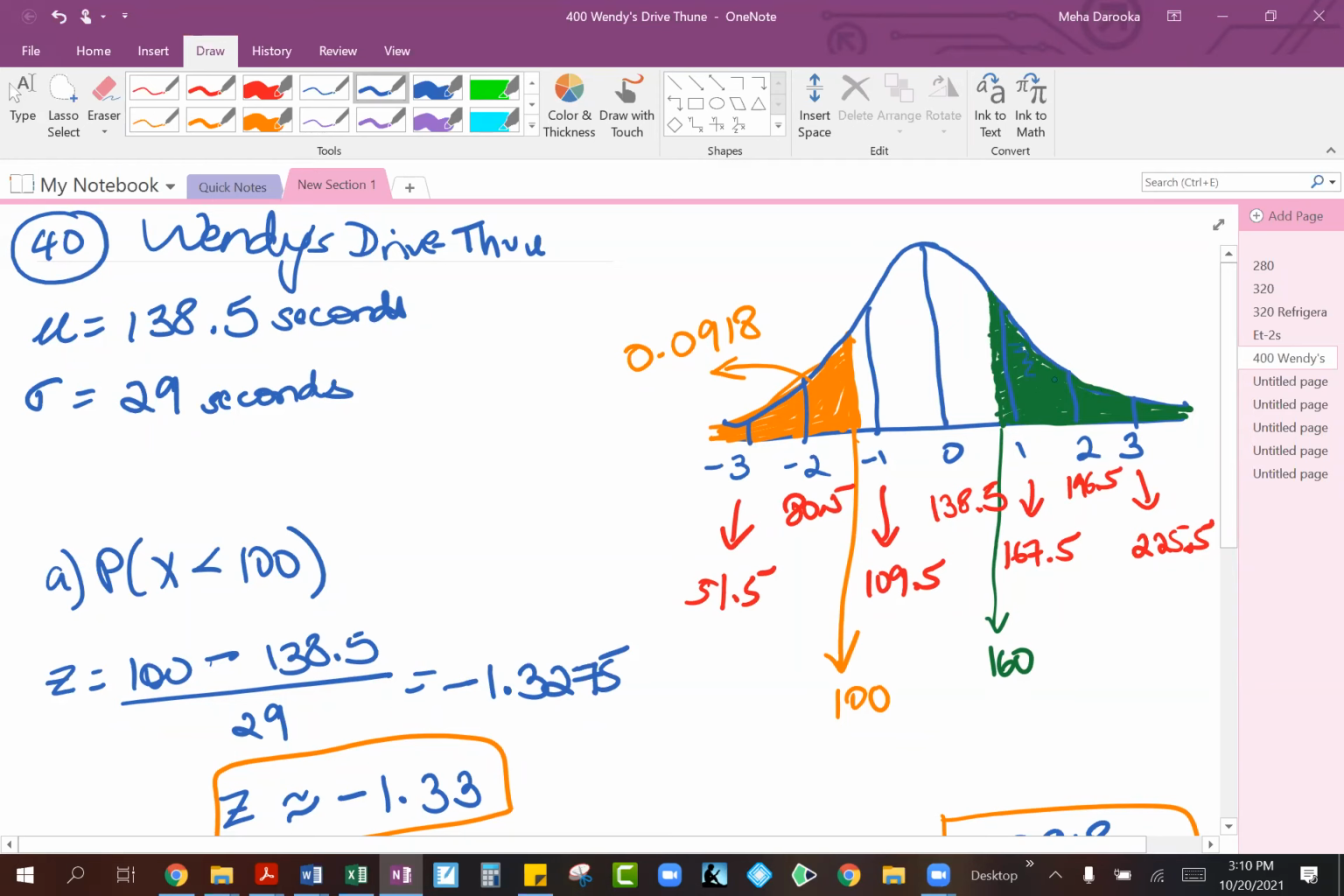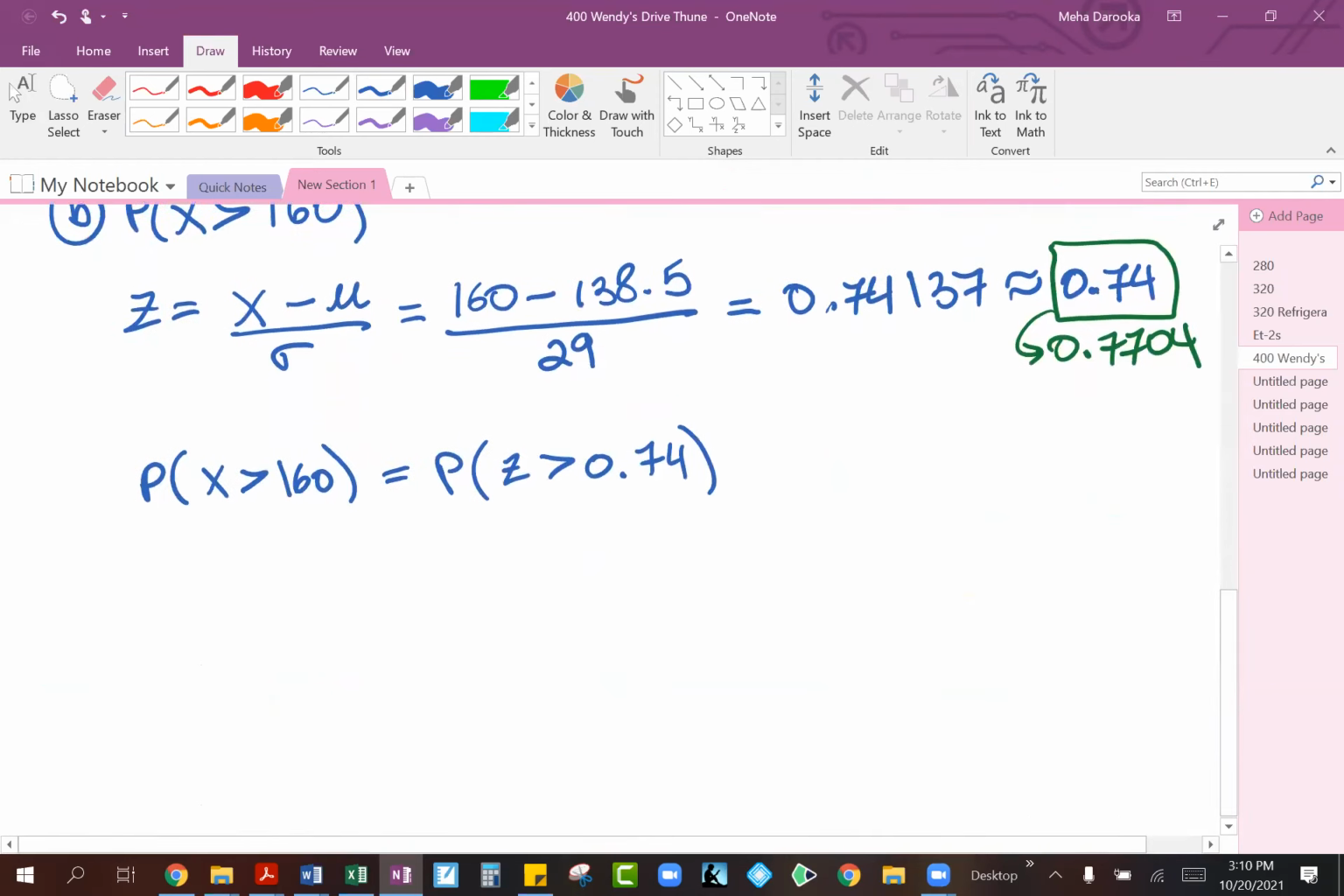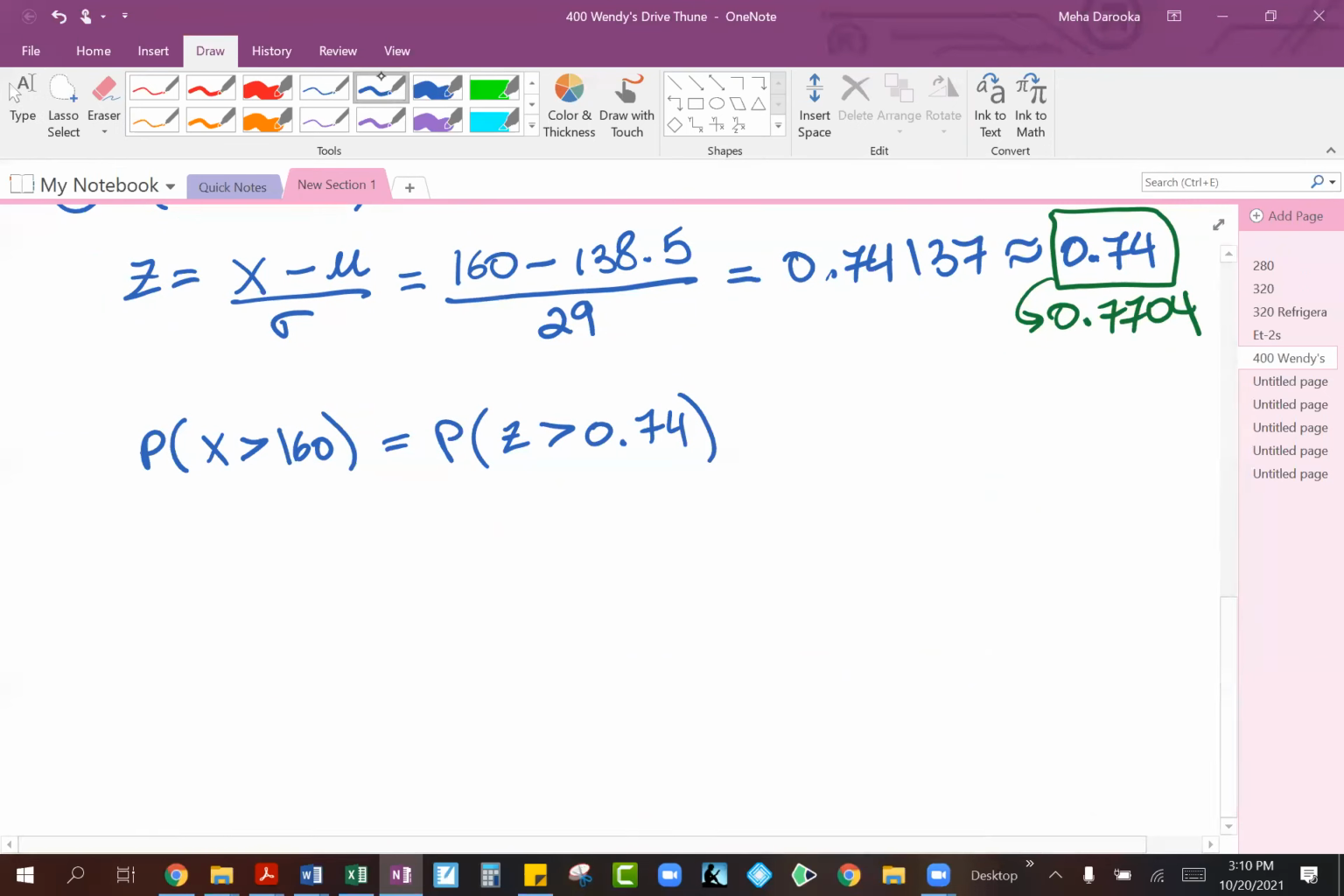So since we're interested in the shading on the right-hand side, remember your entire bell curve is going to be 1. So you end up taking 1, or, put it in decimals, 1.0000. And then from this, you will need to subtract this 0.7704 to calculate your probability, or your area, on the right-hand side. So what do you think this answer will come out to be? And, again, obviously this answer will be in decimal also.